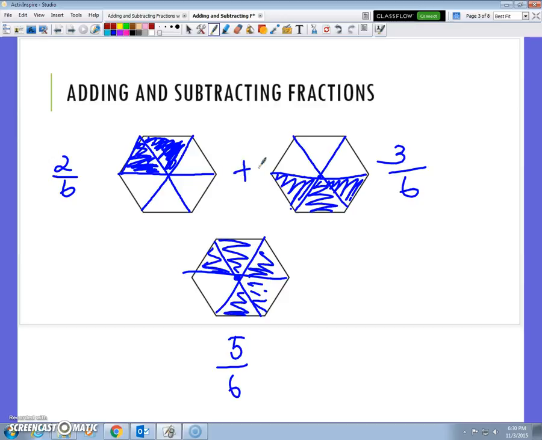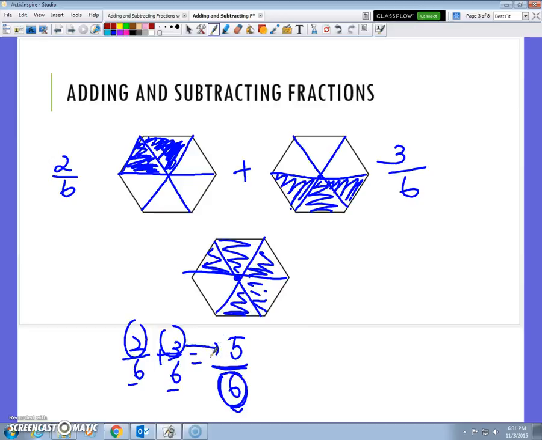So let me just show you what it looks like here. 2/6 plus 3/6 equals 5/6. Now, I want you to pay close attention to the top and the bottom numbers. The number of divisions of our one unit didn't change. We had 6 divisions, and we still have 6, referring to 5 of the 6 divisions. We had 2 plus 3 equals 5.